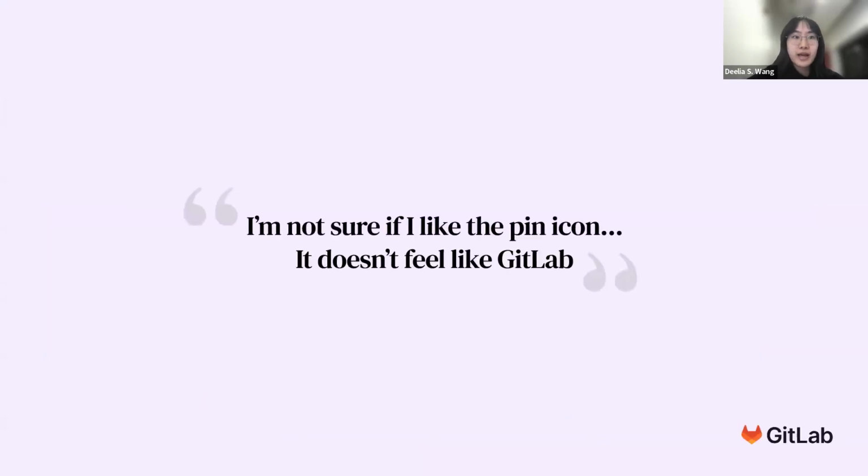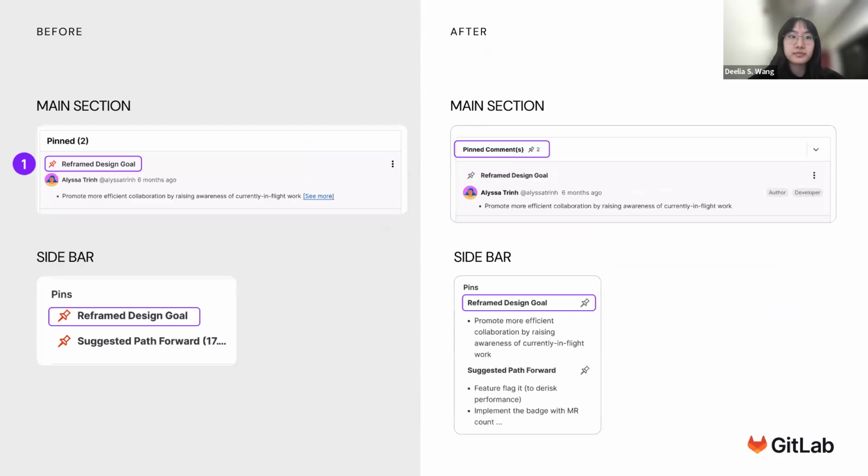A second piece of feedback was regarding following the design system of GitLab. A lot of users felt like the pin icon didn't feel very GitLab. And so when we investigated this a little further, we found the reason was that the icon itself was red, and in GitLab, red is only reserved for warnings, and also that the text wasn't left aligned. So for our next iteration, we changed the pins to gray and then left aligned all of the text.